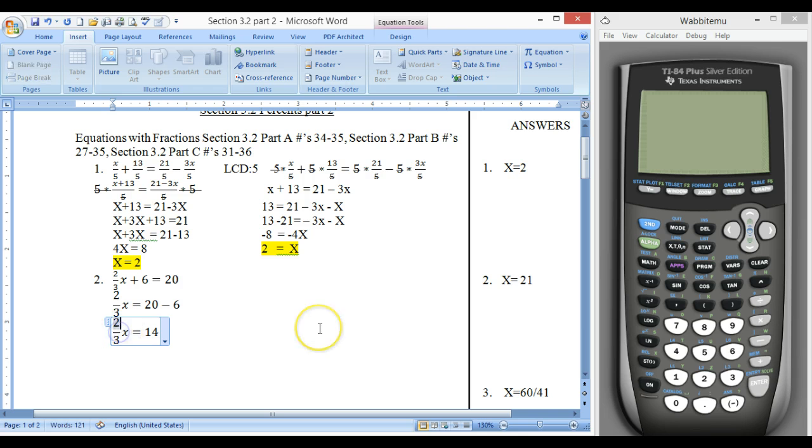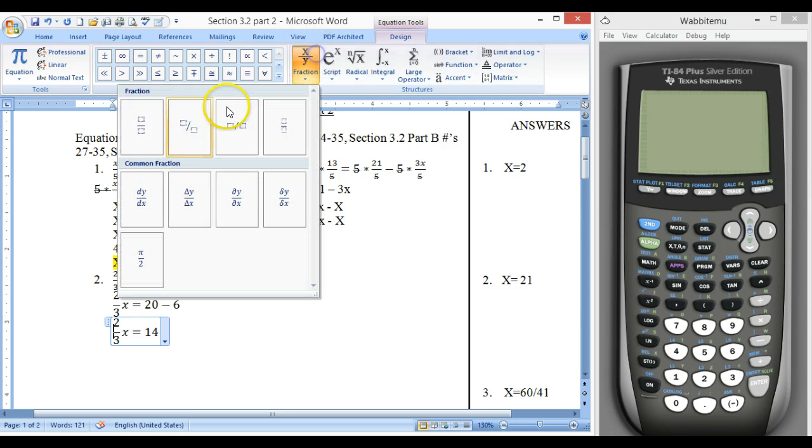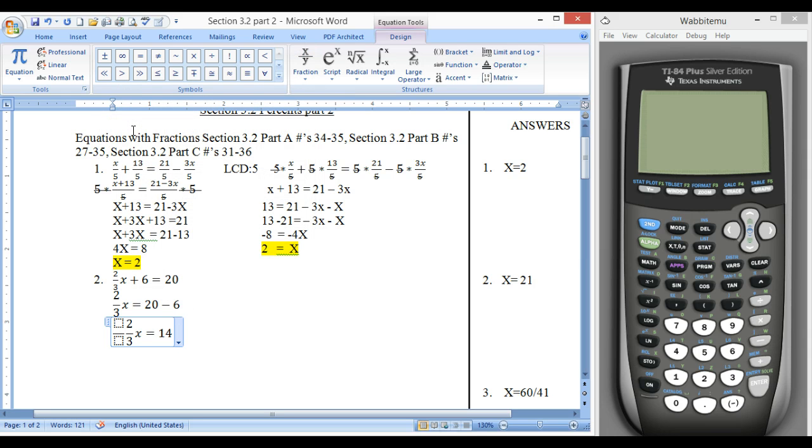Now, to get rid of this, I have a fraction times x, which means I need to divide by the fraction. But we don't divide fractions. We always multiply by the reciprocal. So I need to give myself a reciprocal, and I'm going to put it out in front. So I'm going to come up here to Design and give myself my fraction that I'm going to multiply. And the reciprocal is opposite, so I do 3 over 2.